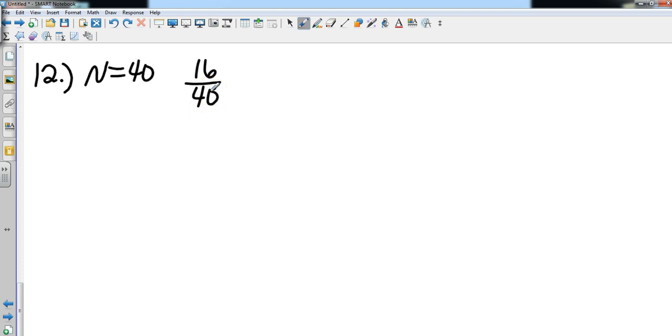And then I replace it. So then I select a blue sock, and that's going to be 9 out of 40. And so if I replace it, that gives me 40 choices again. So I'm going to reduce these just because I like working with smaller numbers. 16 is divisible by 8, and 40 is divisible by 8.